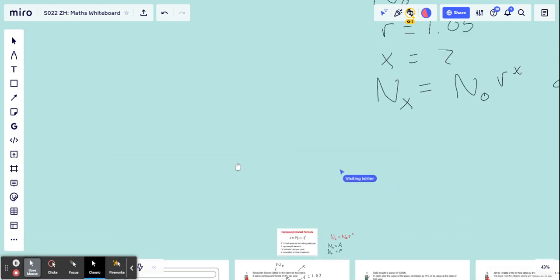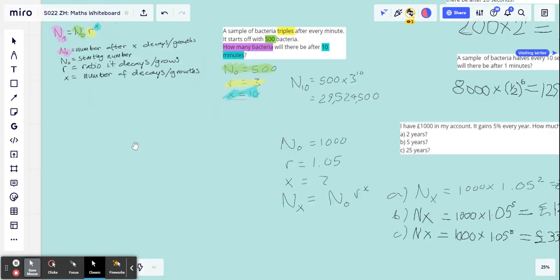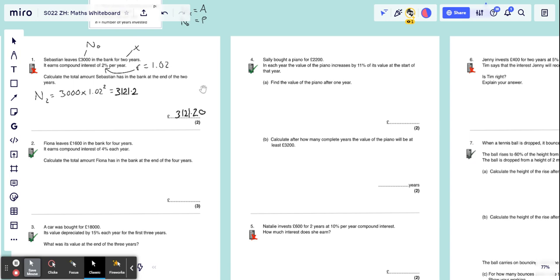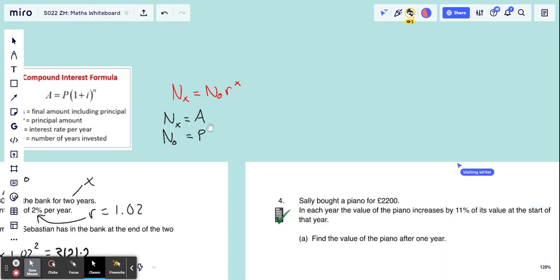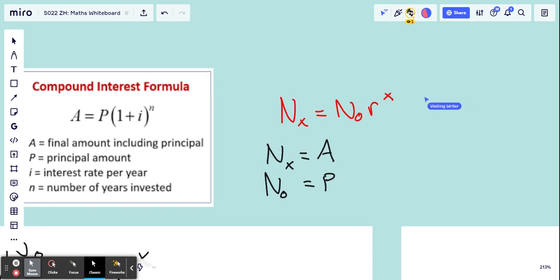We wrote this down up here somewhere, and I just want to show you how it's the same as what they've written here. The R is the change: is it going to halve, is it going to double, is it going to reduce to a third, or whatever it might be? And then the x is the number of times it's going to either halve or double or whatever it is.